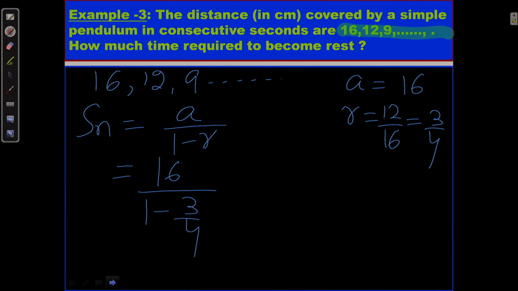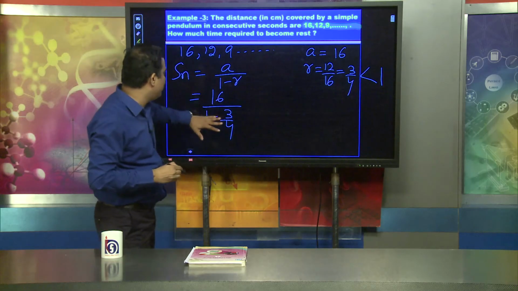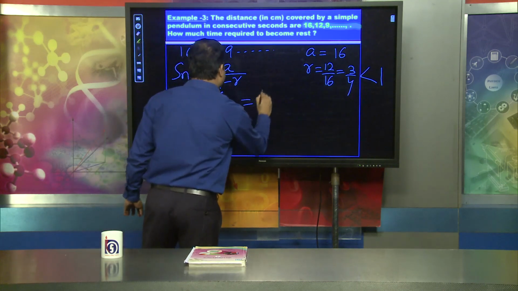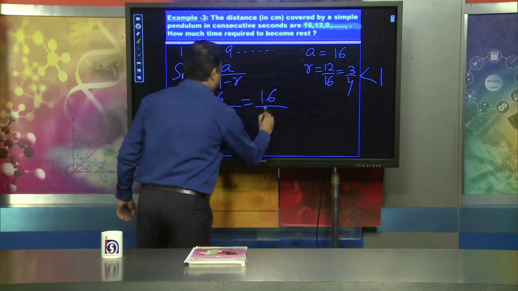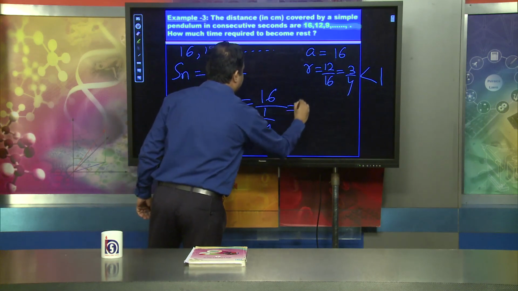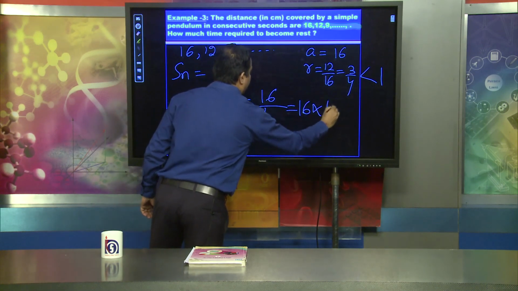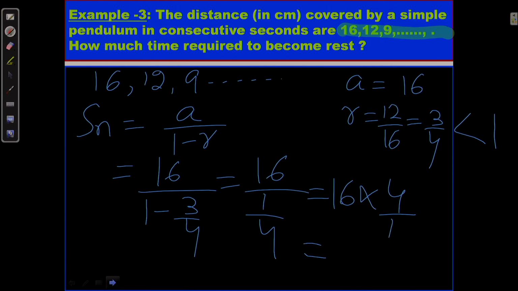We put this formula because the value of R, which is 3 by 4, is less than 1. That is why we have used this formula. Now, when we solve 16 divided by 4 minus 3, that means 1 by 4. So I can say 16 into 4 by 1, which equals 64 seconds.